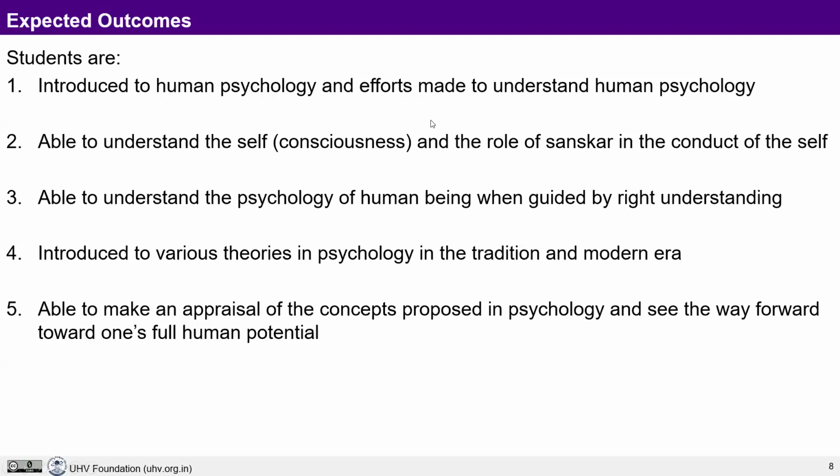So the outcomes would be that the students get introduced to human psychology and efforts made to understand human psychology. They are able to understand the self, that is the consciousness, and the role of sanskar in the conduct of the self. They are able to understand the psychology of human being when it is guided by right understanding. Also, they get introduced to various theories in psychology in the tradition as well as the modern era, and they are able to make an appraisal of the concepts proposed in psychology and see the way forward towards one's full human potential.